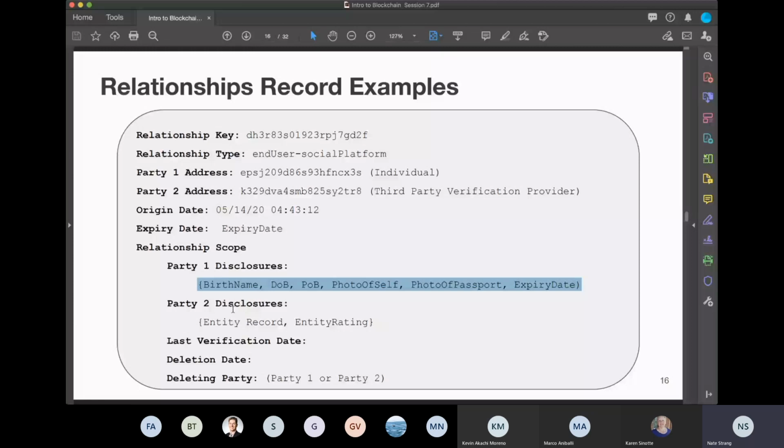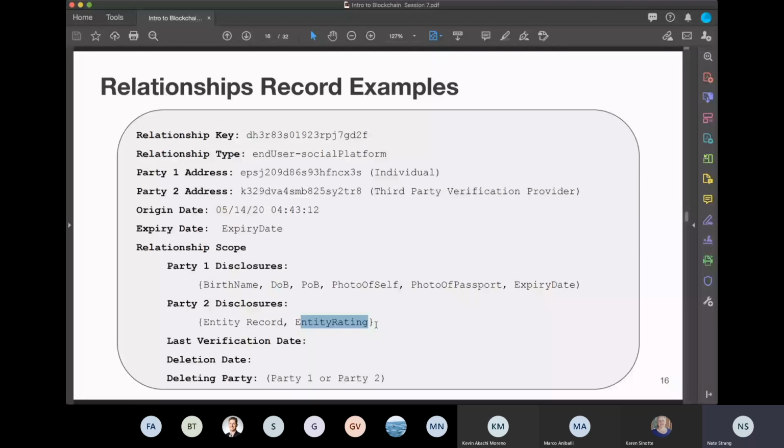So what are they disclosing to me? The first thing that they're doing is they're disclosing their entity record. So whenever I want, I can go and use my relationship key to check on what's the company that completed my verification, the basic information that'll be stored in that company's entity record. And then that party is also disclosing a rating. And that rating is basically just a metric that allows a user to see how trustworthy that verification provider is within the system. And we'll look at an example of how the rating works in a second.